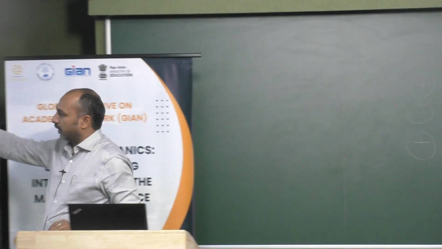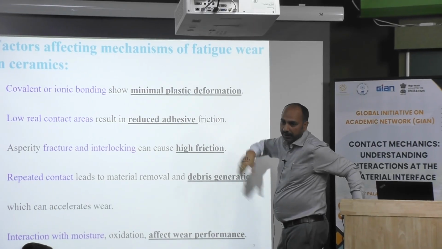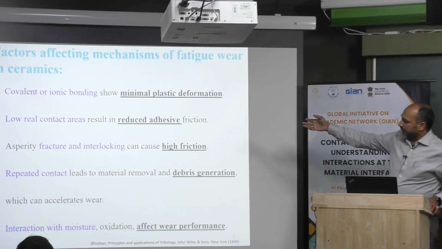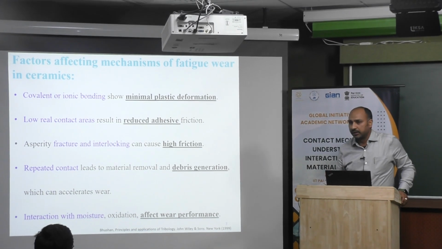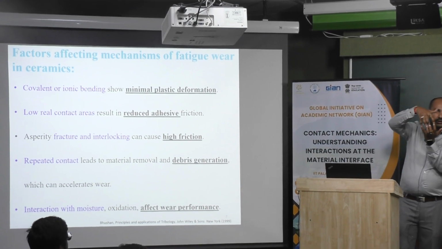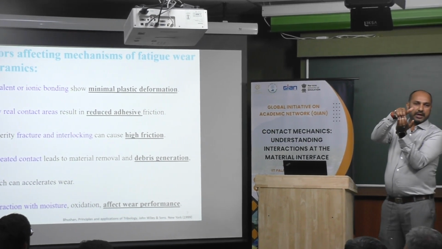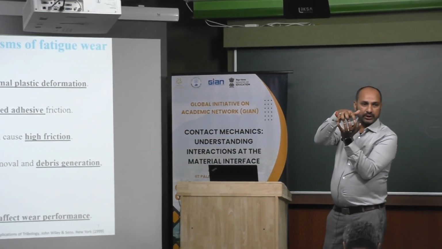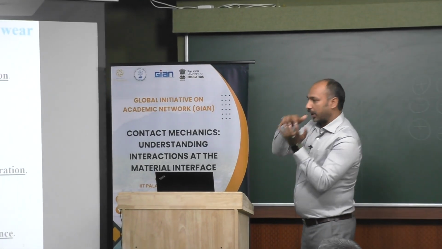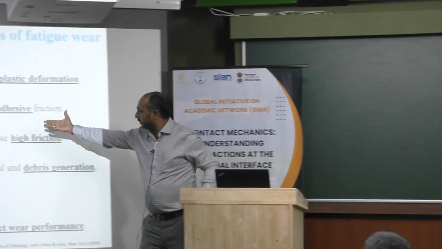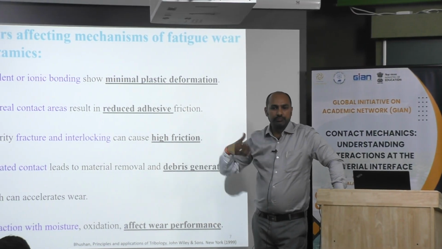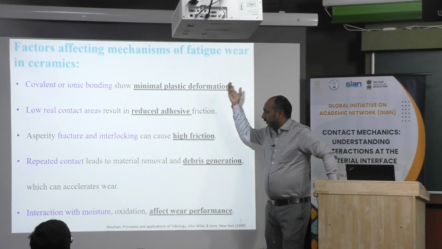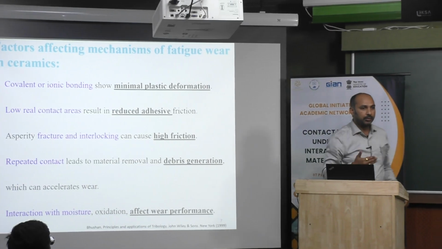So this is why covalent and ionic bonding also helps in generation of brittleness, apart from the hardness. Then it will have a low real contact area, as we are talking about asperity to asperity contact. If you go for metallic, this asperity contact will be closer, but ceramics are hard enough, so the actual area of contact will be less. So whatever adhesive wear we consider will be less. In case of ceramic, the amount of adhesive wear will be less.